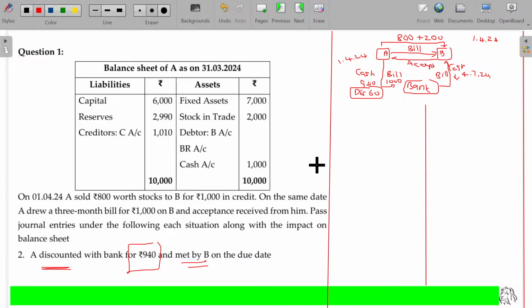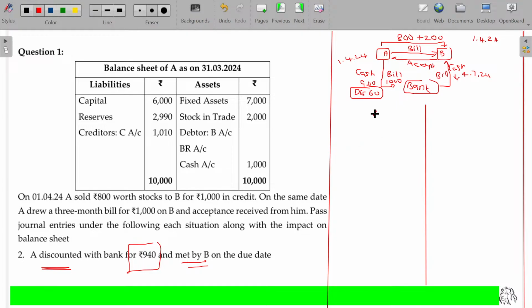This is called discounting. I hope you will now be able to understand why we use the term discounting. Discounting means whatever bill I have, I give to the banker, but I won't get the full value. I'll get a smaller amount than that, usually related to the period for which the interest is applicable.